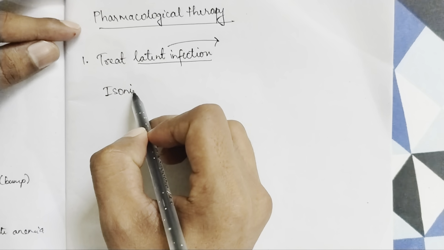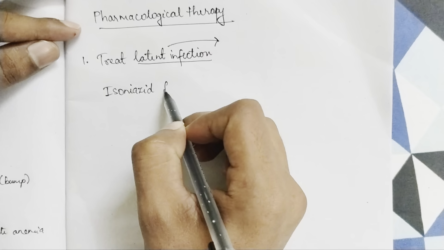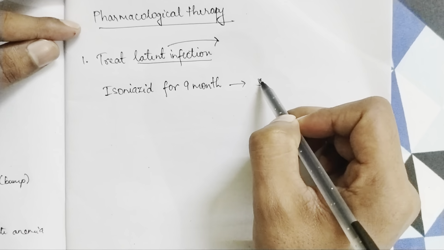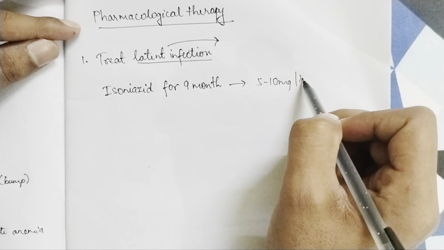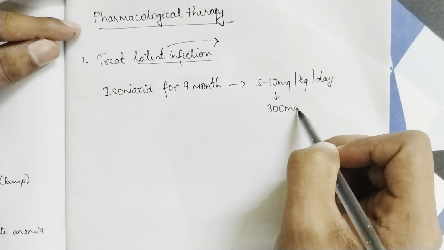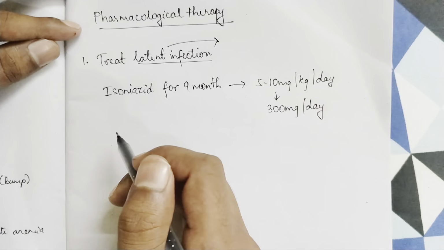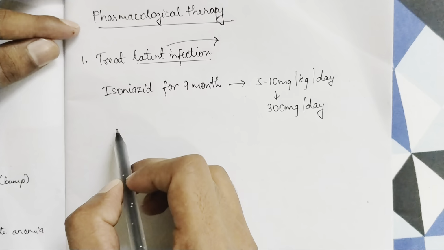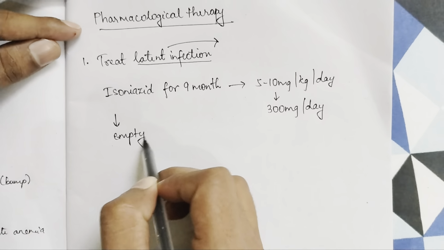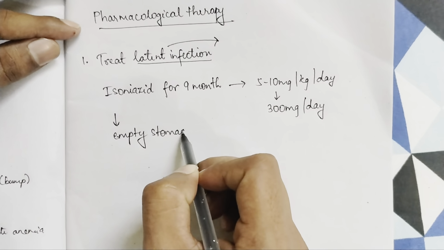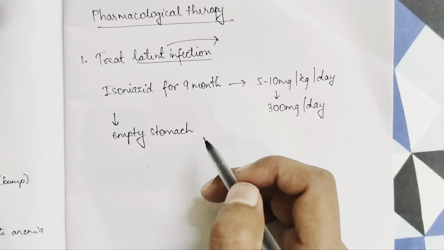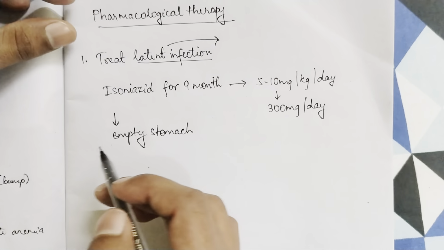The recommended guideline is isoniazid alone for 9 months, and the dose should be 5 to 10 mg per kg body weight per day, which should be around 300 mg per day. Isoniazid should be taken on an empty stomach, and antacid should be avoided for 2 hours. After 2 hours, antacid can be taken.